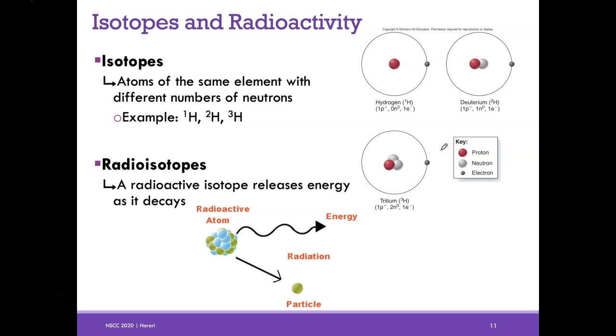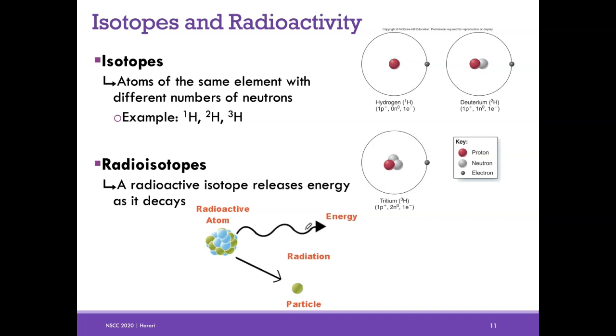Some isotopes release energy as they decay, and those are called radioisotopes. So a radioisotope is a radioactive molecule that decays, it breaks down, and as it breaks down, it releases energy. We can use that energy in many ways.